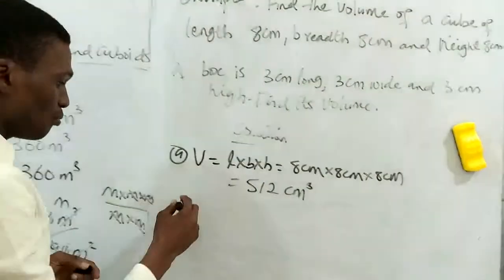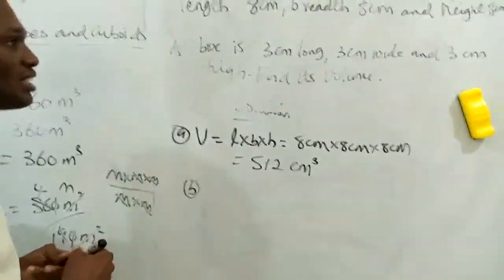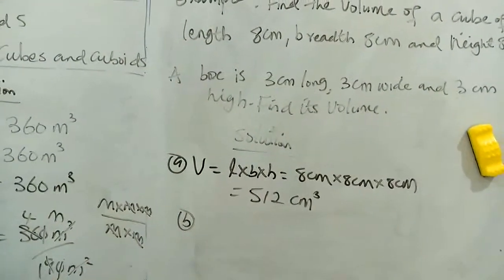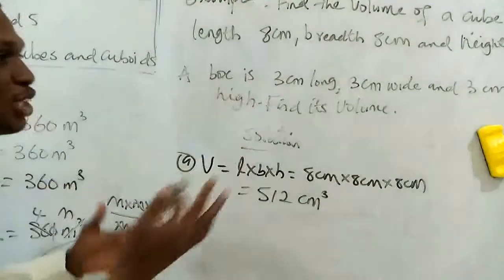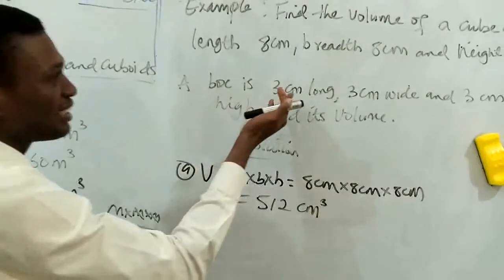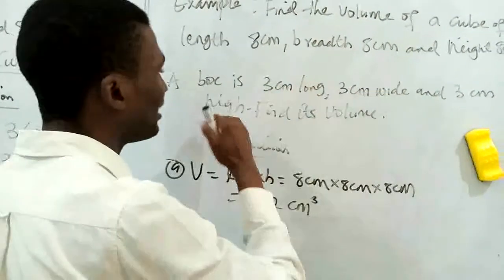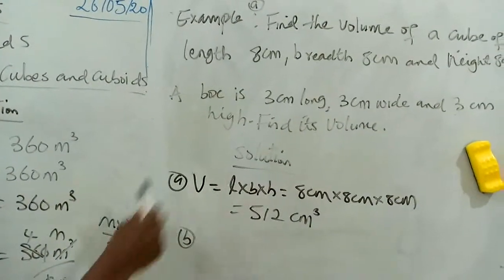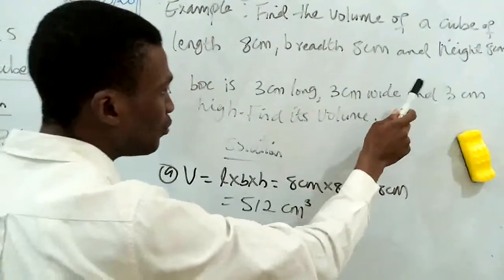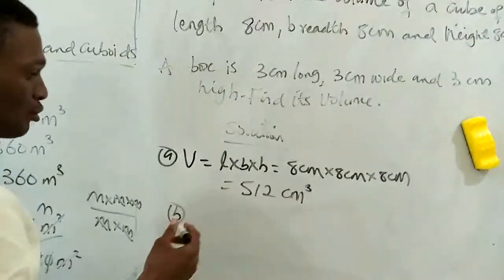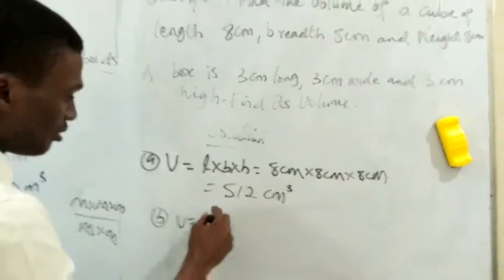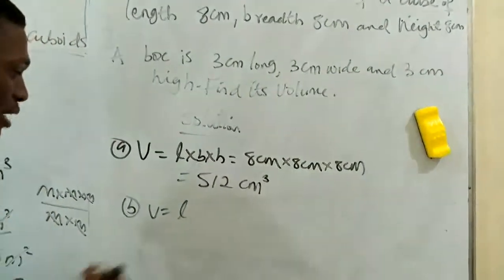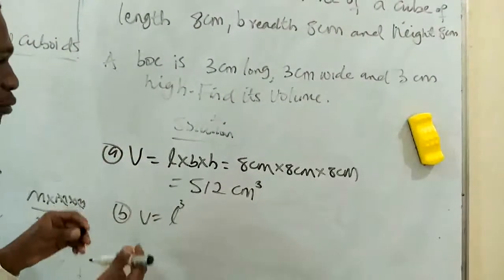Now we have this: a box is 3 cm long, 3 cm wide, and 3 cm high. Find its volume. In this case, we're not told that it's a cube or a cuboid, but we have seen that the length is the same as the width and the height. So we should know that it's a cube because it has the same length, width, and height.